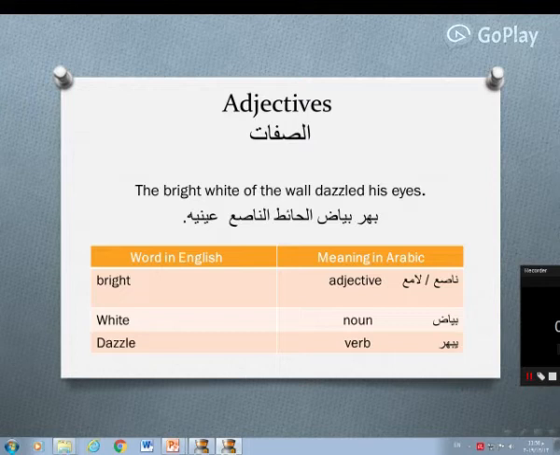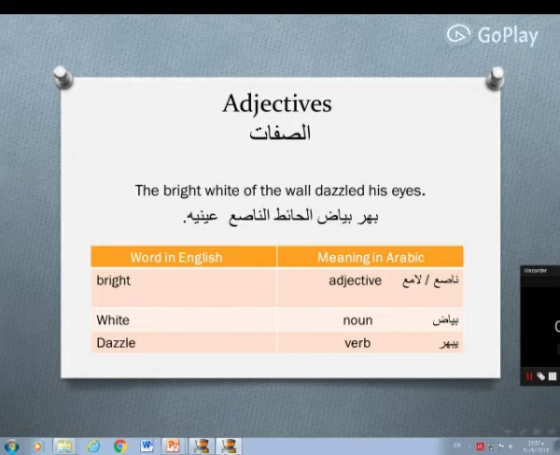So here we need first to understand the meaning of these words. Bright means nasi', lama'. White means bayad, it's a noun. Dazzle means yubhir. But here's the thing, for bright we have nasi' and lama'. But nasi' best collocates with white in Arabic. Usually we describe something which is very white as nasi' bayad. So it's better to use this adjective because it collocates best with white.